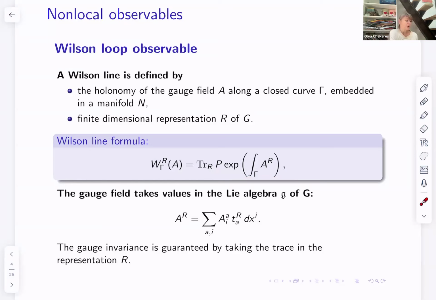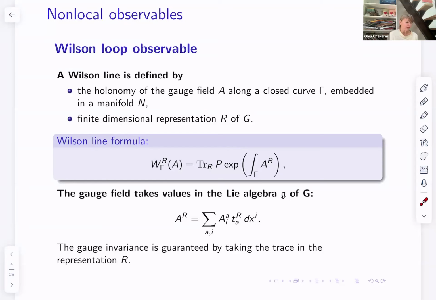And it is defined also by the closed curve embedded in the space-time, and also by the finite dimensional representation of the group G. So you can see the formula on the screen. It is well known. Then the gauge field A, the connection, takes value, as I mentioned, in the Lie algebra of the group. And the object is made gauge invariant by taking the trace in some representation of the group, a finite dimensional irreducible representation.